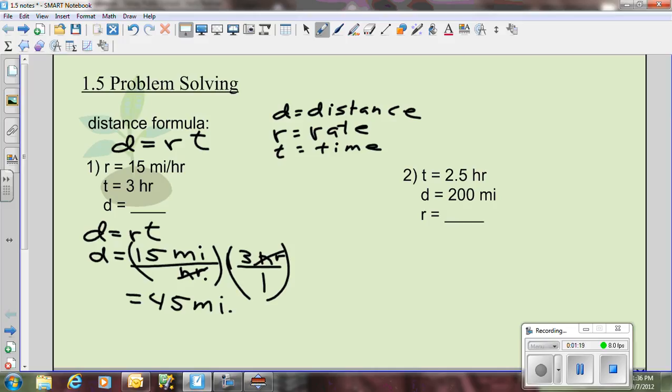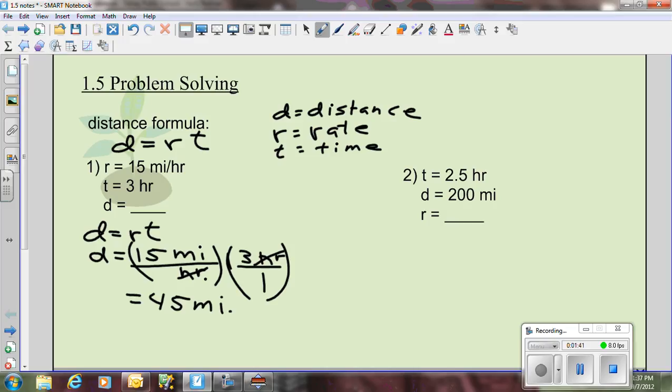Now, once you've done the unit analysis that way, now you look back and you say, does 45 miles of distance make sense? Yes, it does. So the units analysis can help you make sure that you're doing things in the right order. You check to make sure they make sense.